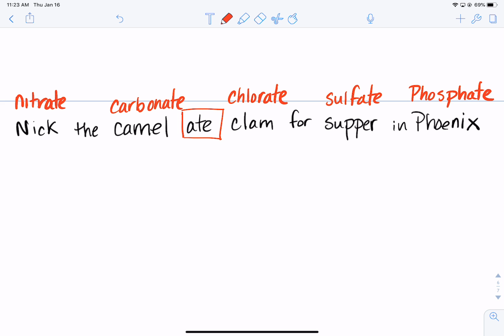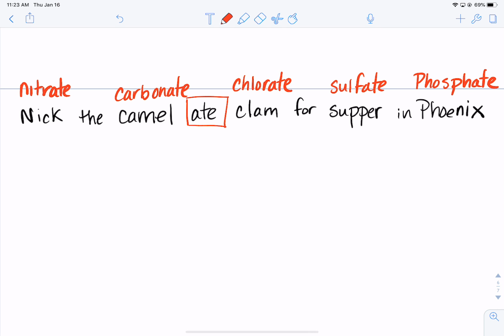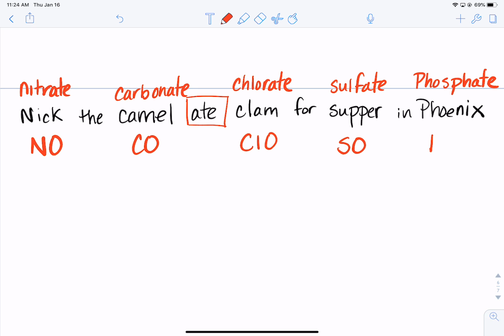So first of all, let's do this. We know that nitrate has an N and an O, some amount of oxygen, with some charge. We know they're all negative. We know carbonate is a C and some amount of oxygen. Chlorate is a Cl with some amount of oxygen. Sulfate is an S with some amount of oxygen. And phosphate is a P and some amount of oxygen.